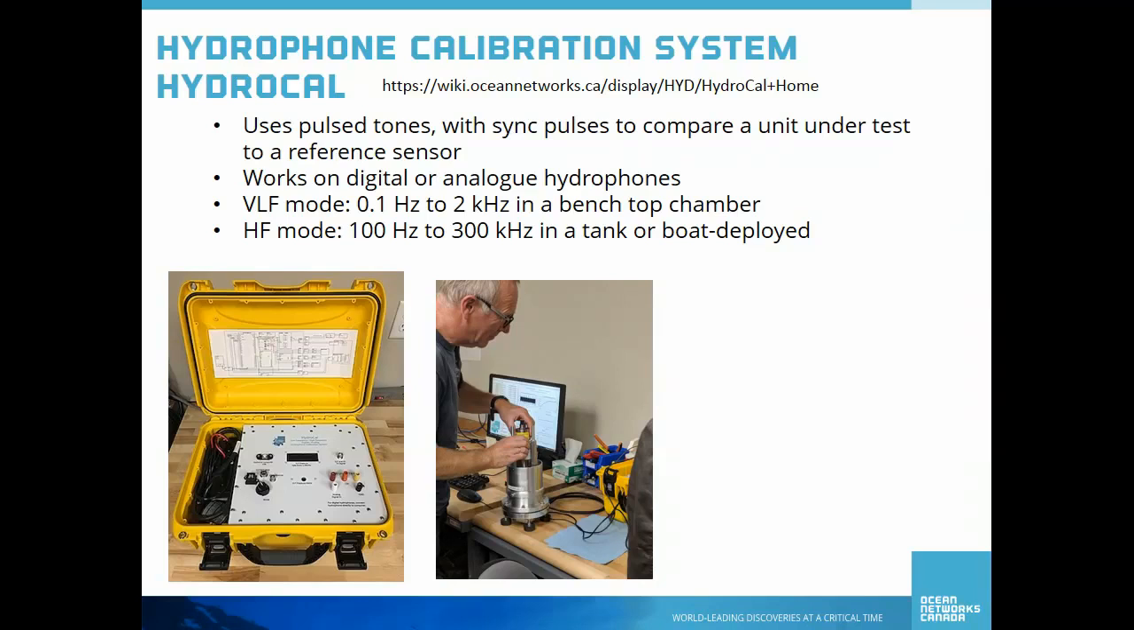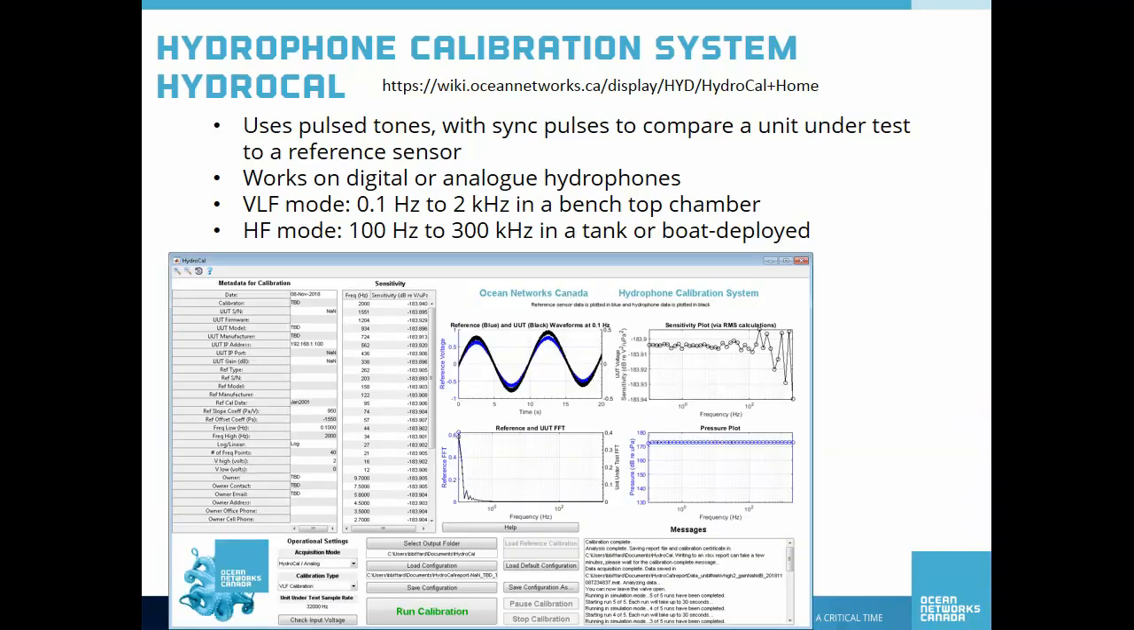The low frequency mode we have, it uses this benchtop unit right here. You plug the hydrophone in very carefully, and it can calibrate from 0.1 hertz, which, Tom tells me, is very unique, and up to 2 kilohertz. The HF mode, you can put the hydrophone in a tank or hang it from a boat and do it that way. And I've been busy working on this. This is the software for the box. You interact with it, run the tests and all that stuff.